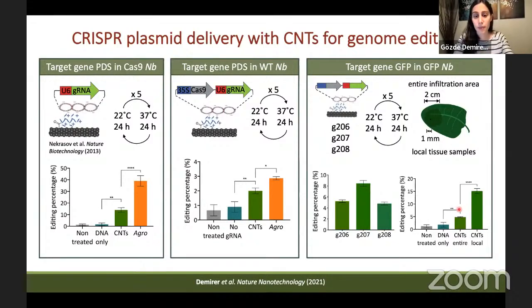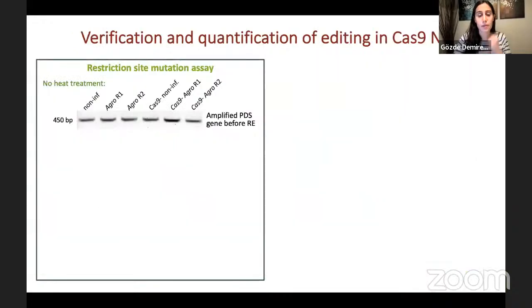So again, this is something to keep in mind when we are using these nanoparticles. The editing events will be around where we infiltrate them, and it's not going to go further away from that location. So these are the broad results that we obtained using carbon nanotubes for editing. But I also wanted to show how we actually did the verification and quantification of this using those 3 assays that I mentioned.